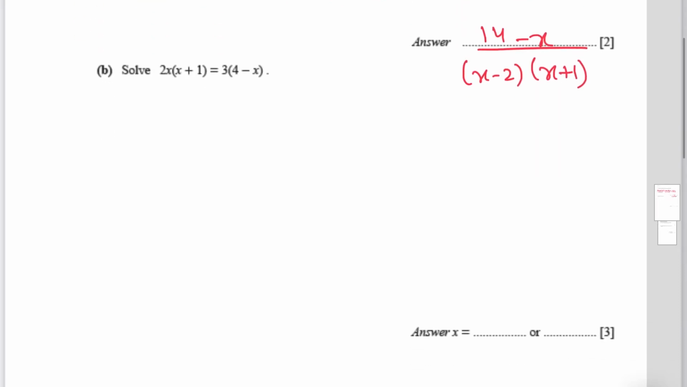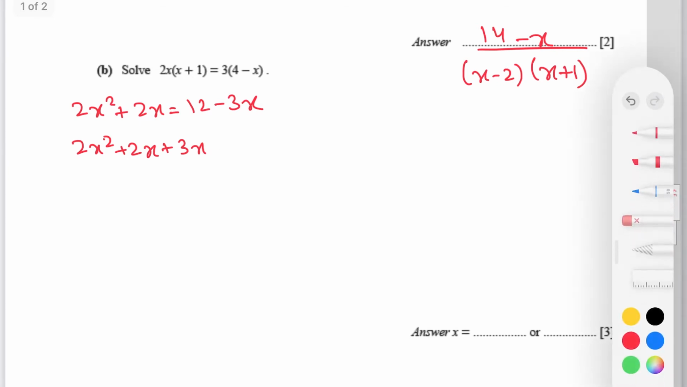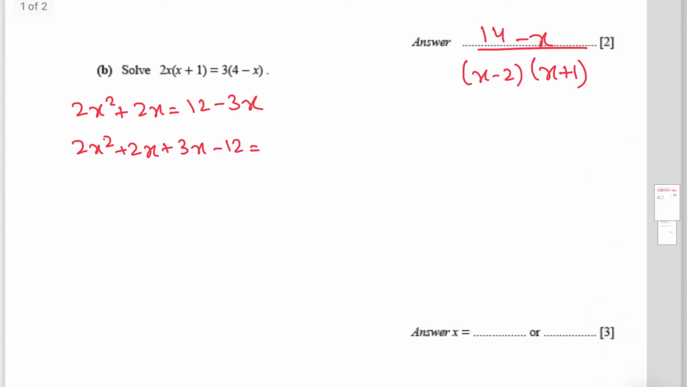Let's move on. The next part of the question says, solve 2x times x plus 1 is equal to 3 times 4 minus x. So let's open this up. 2x times x gives you 2x squared plus 2x times 1 gives you 2x equal to 3 4s are 12. 3 times negative x is negative 3x. Let's bring everything to the left side. So you get 2x squared plus 2x plus 3x, and I bring the 12 on this side as well. So when I bring the 12 on this side, it becomes negative 12 is equal to 0.